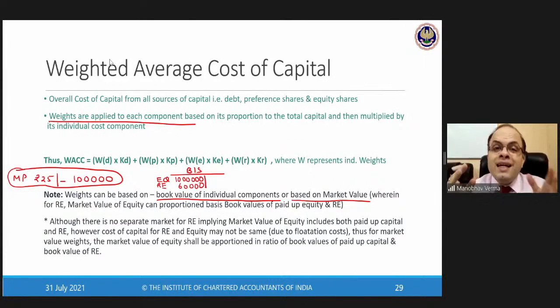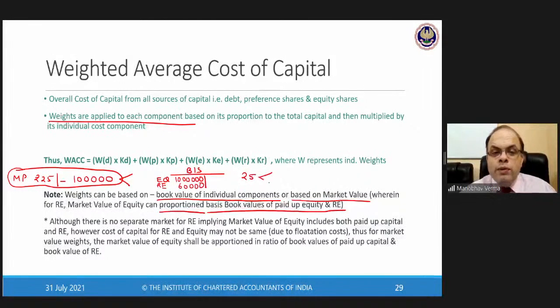Absolutely. So that, guys, is why we need to understand that since my cost of capital has a separate component as a KR and a KE, even if I'm following market value as a weight, what do I do of my equity and retained earnings? Somehow I have to split this market value into two. What basis should I use? If I'm using the market value of equity, I have to apportion that on the basis of the book values of paid up equity capital and retained earnings. So in this case, this 25 lakhs would be apportioned in the ratio of 10:6. Guys, I hope I'm pretty much clear here. Now that's very important, right?